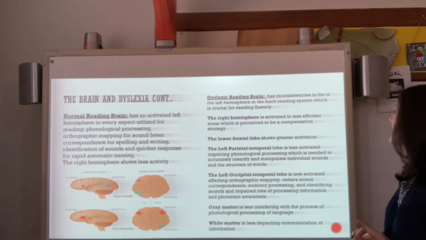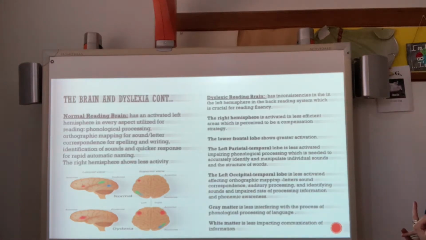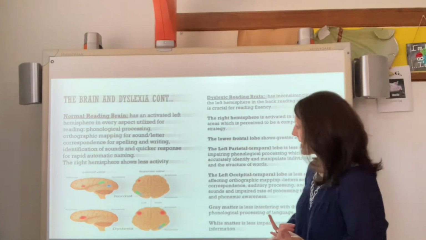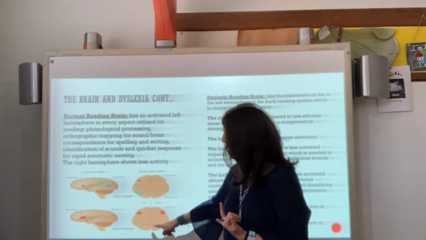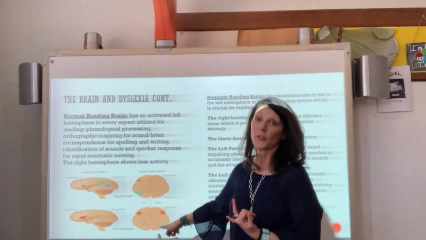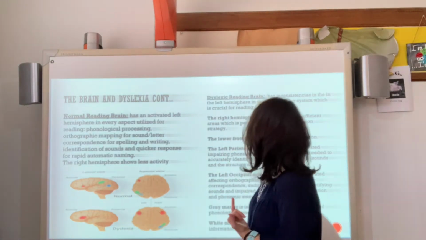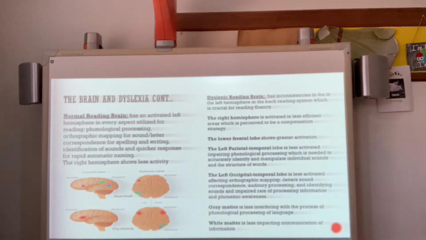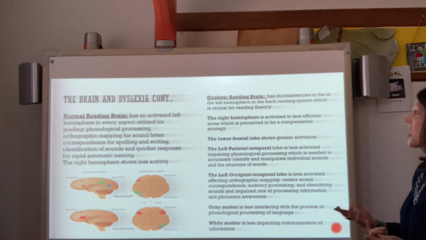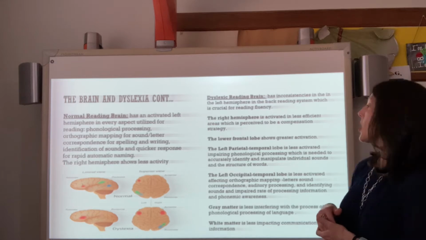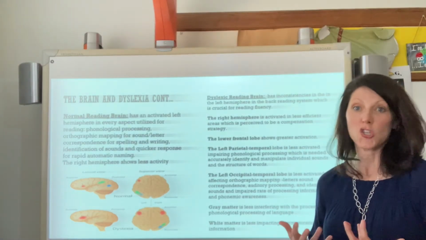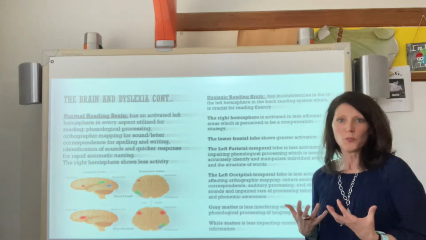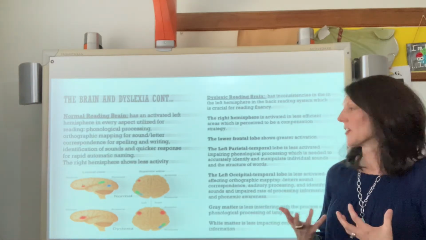The dyslexic brain has inconsistencies in the left hemisphere and the back reading system, which is crucial for reading fluency. So you can see that this one's lit. The dyslexic brain is not. It's actually lit on the other side, on the right-hand side of the hemisphere. So the right hemisphere is activated in less efficient areas, which is perceived to be a compensation strategy. So the brain's trying to compensate because it's not used to reading or doesn't know how to interpret all this.